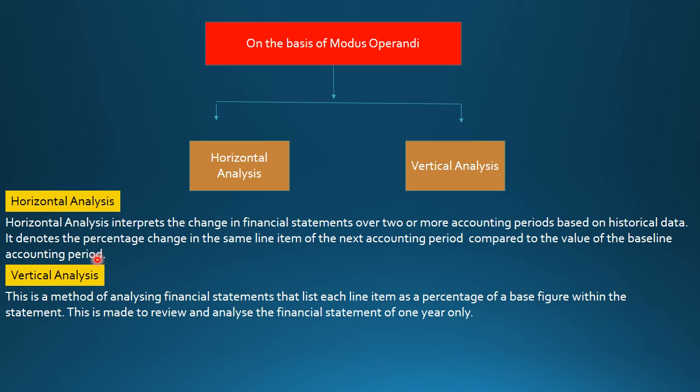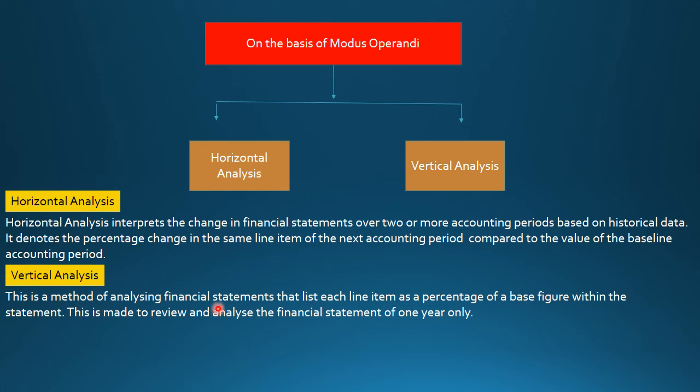So, the financial statements of 2 or more years are kept side by side, and the percentage change in the same line item of the next accounting period is compared to the value of the baseline accounting period. So the components of 2 or more years, the same components, are compared.